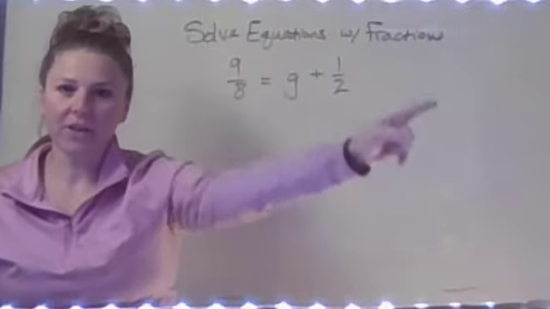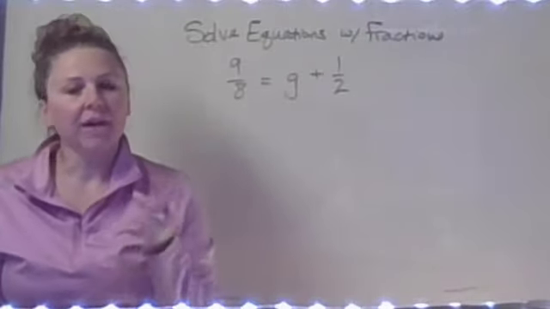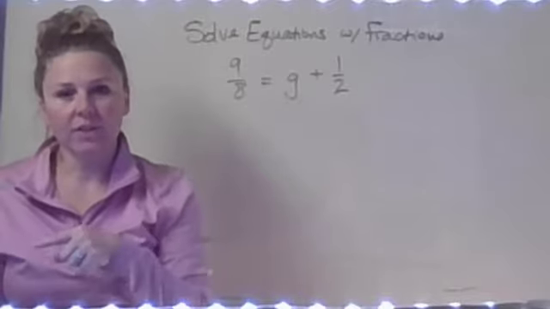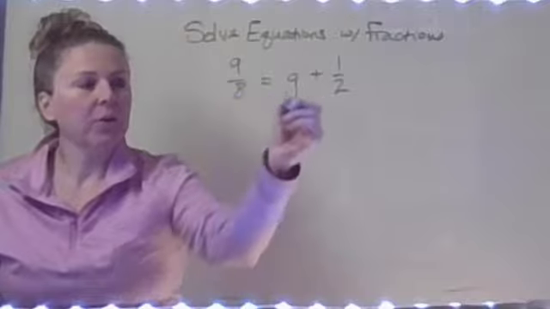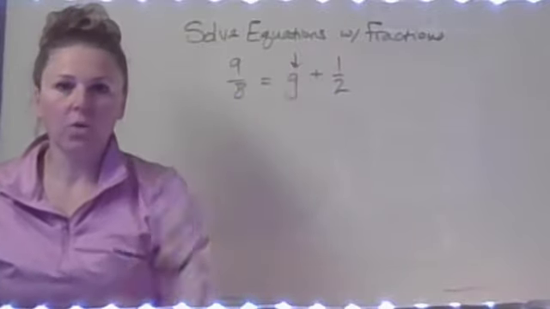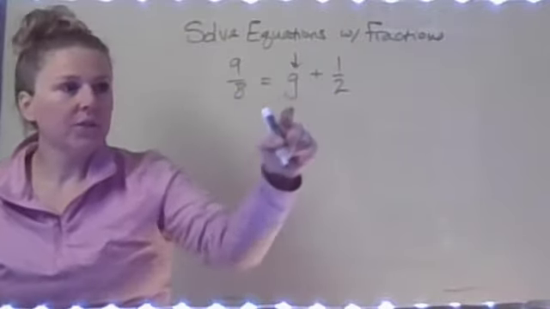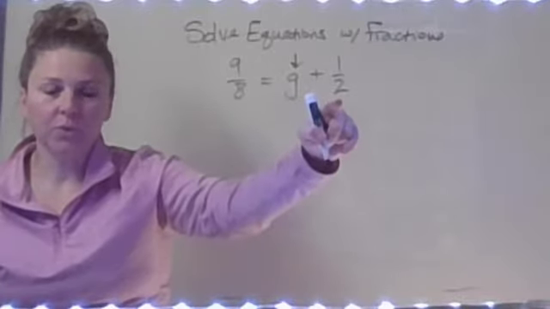To be solving equations with fractions. If fractions are tough for you, go back and watch the last video on multiplying and dividing fractions. So in order to solve an equation, the whole goal is to get the letter alone. So to get that g alone, we need to remove the 1/2.